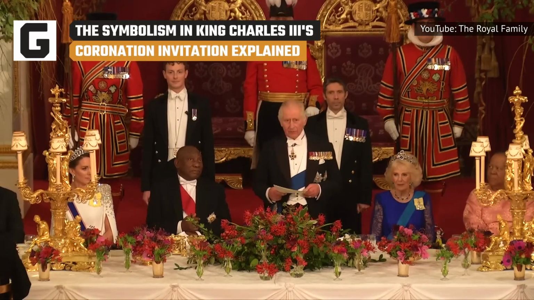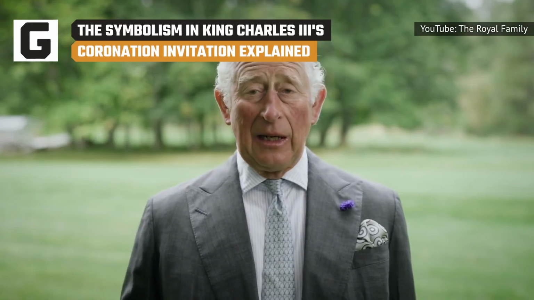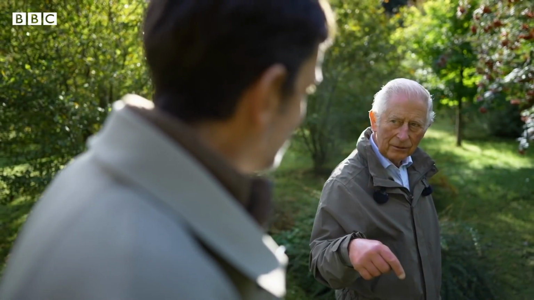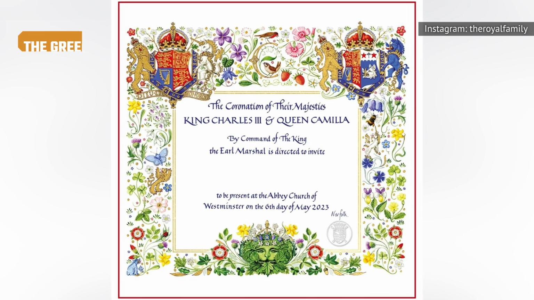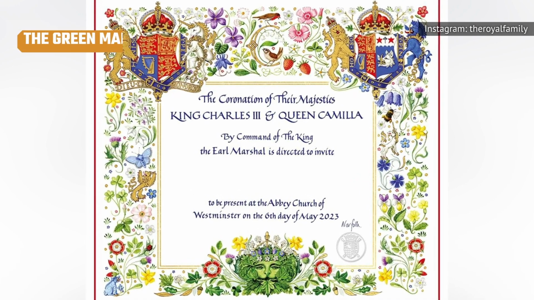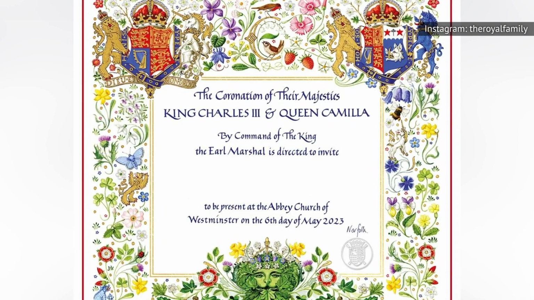The British royals don't do much in half measures, and that includes their invitations. But what do the symbols in King Charles III's coronation invite actually mean? At the base of Charles III's coronation invitation, artist Andrew Jameson has painted a prominent green face made of various leaves and crowned with wildflowers.